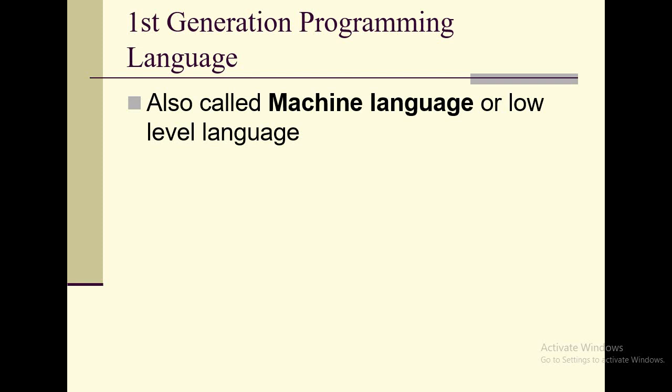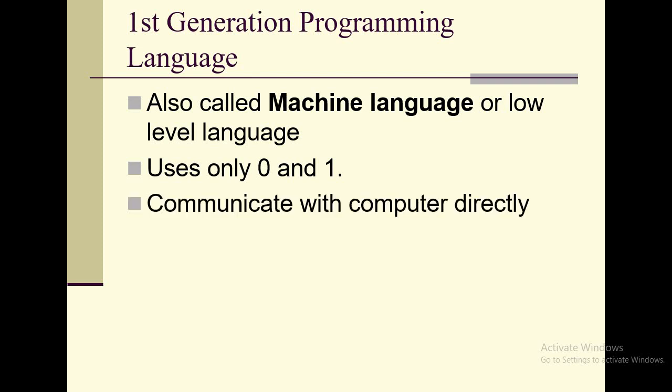Here is the official definition. It is also called machine language, and only 0 and 1 are used in the first generation programming language. Since the computer uses only 0 and 1 for everything, and you are using 0 and 1 to communicate with the computer, it's possible to communicate with the computer directly by using this first generation programming language, since it depends on 0 and 1 only.